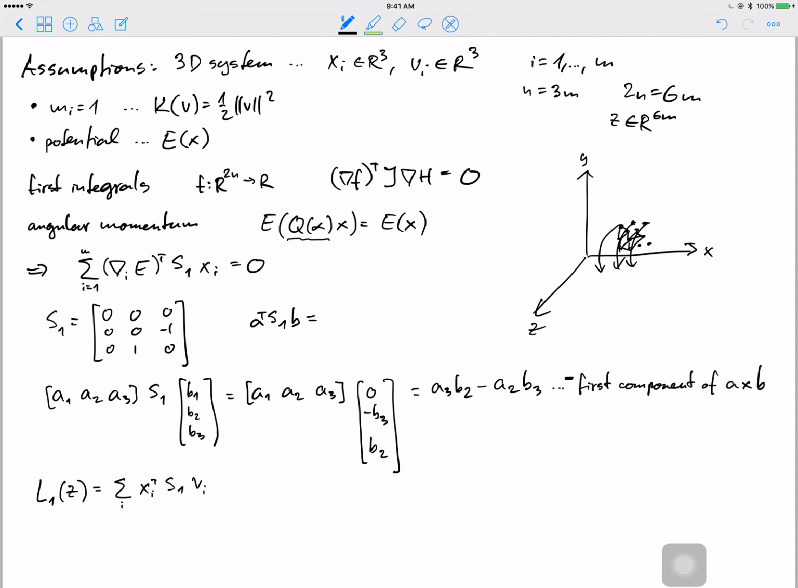And then what I claim is that this is a first integral if the potential is rotation invariant with respect to rotations about the x-axis. Okay? I guess a better way to put it: if the potential is rotation invariant about the x-axis, then L1 is a first integral. Okay?